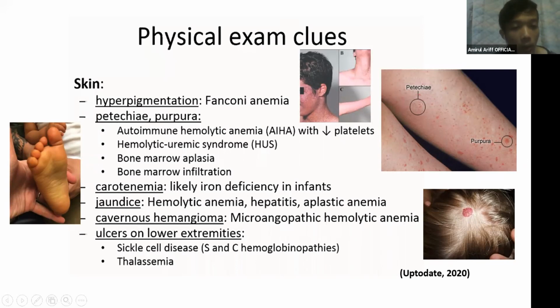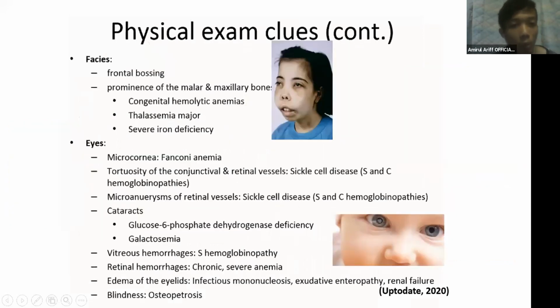The other clues that we can look for are on the face, where we look for syndromic features like in the picture. The frontal bossing, we look for prominence of the malar and maxillary bones. This might suggest to us that the patient might have thalassemia or severe IDA. Surprisingly, I never thought that the eyes can have a lot of signs that might suggest the underlying causes of anemia. So you can observe that. The thing that shocked me the most is that I never thought that G6PD here can have one sign, and the other signs you can read on your own.